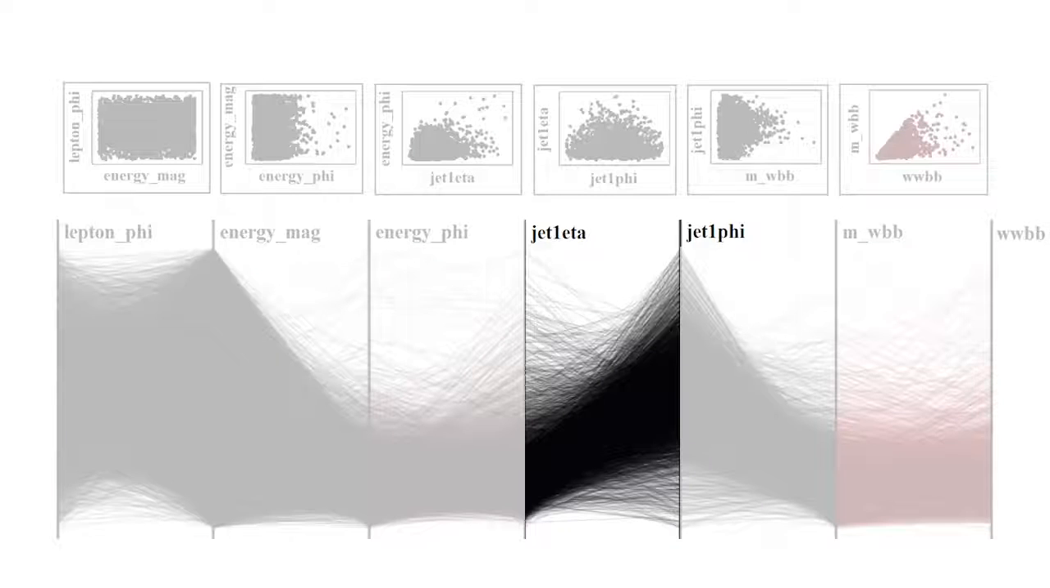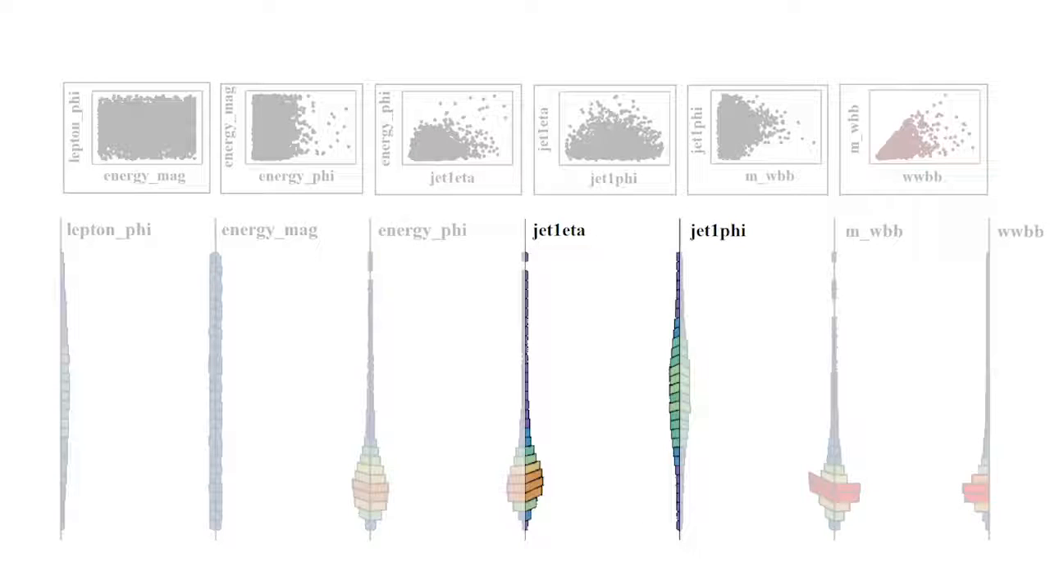Next, we consider the relationship between jet1 eta and jet1 phi. Because of the overdraw and complexity of the relationship, it is difficult to interpret the relationship in the PCP. If anything, it appears slightly positive, but no conclusions can be made. By itself, the angular histogram does little to improve our understanding of the relationship. It mostly reinforces the previous conclusion.